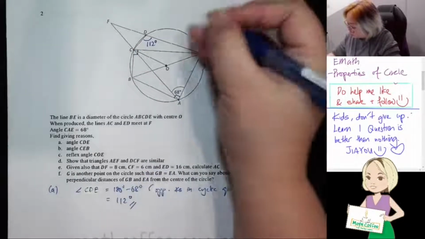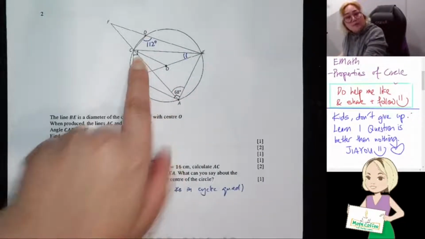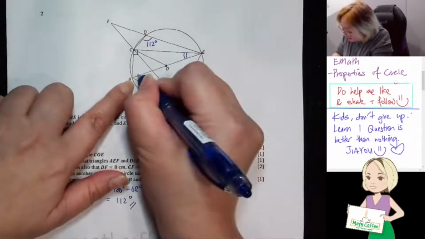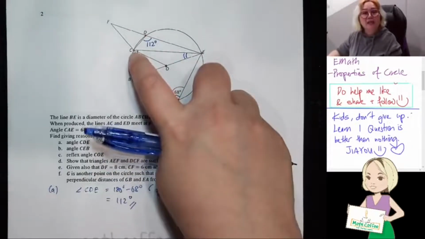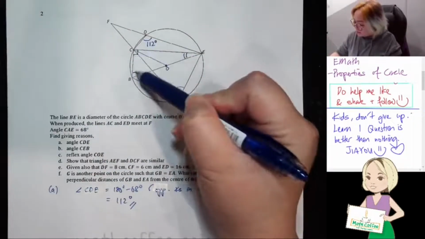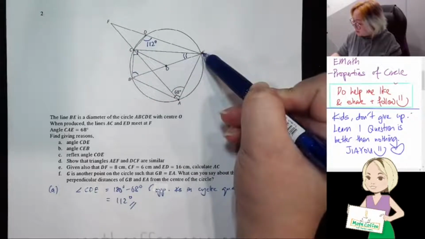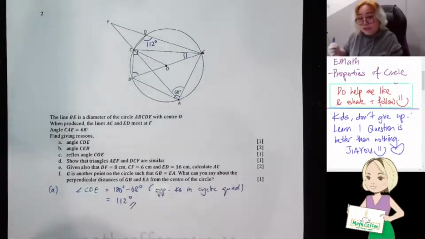CEB. So they want to find this angle over here. We already settled this 90 degree, but of course later we have to state the reason. So now, how do you find this angle over here? See here, angles in the same segment. See this one? This angle CBE is equals to angle CAE. So how do you know this angle is in the same segment?